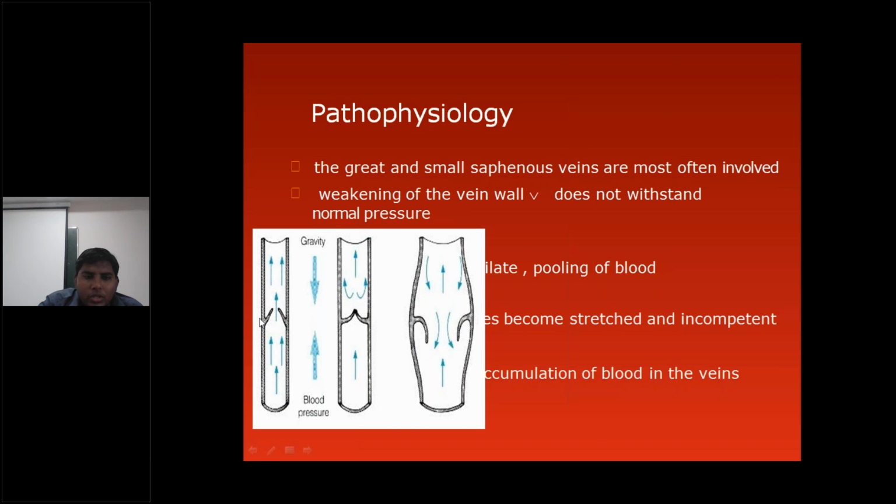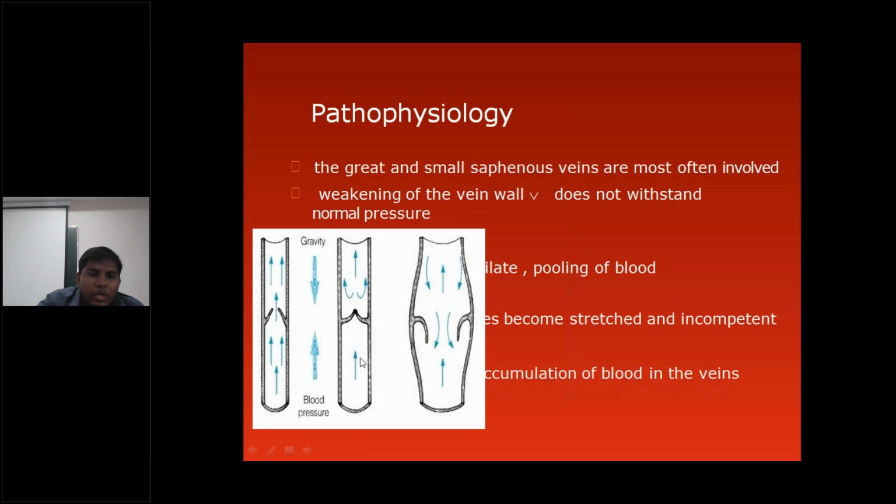So pathophysiology. These valves typically are directed upwards. They help in unidirectional flow. They prevent blood from refluxing back into the peripheral veins. So the great saphenous and the superficial veins are the most commonly involved. Suppose these valves close, promoting only unidirectional flow. So gravity helps in peripheral pooling, and blood pressure helps in returning blood from the peripheral veins to the central venous system, IVC, and then to the heart.